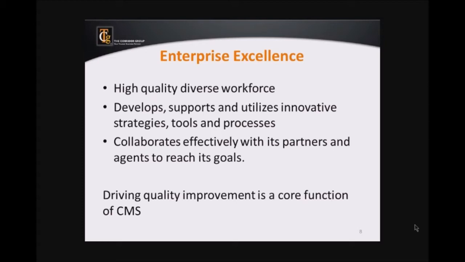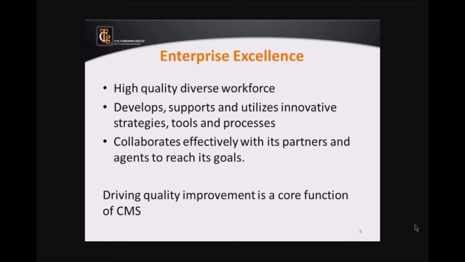Developing, supporting, and utilizing innovative strategies, tools, and processes. There's so much that we can't change. It goes without saying that we're a highly regulated industry. There's pros and cons to that. Most regulations are in place to ensure good care and to prevent harm. But do we sometimes forget how to be imaginative in the areas where we can be creative?